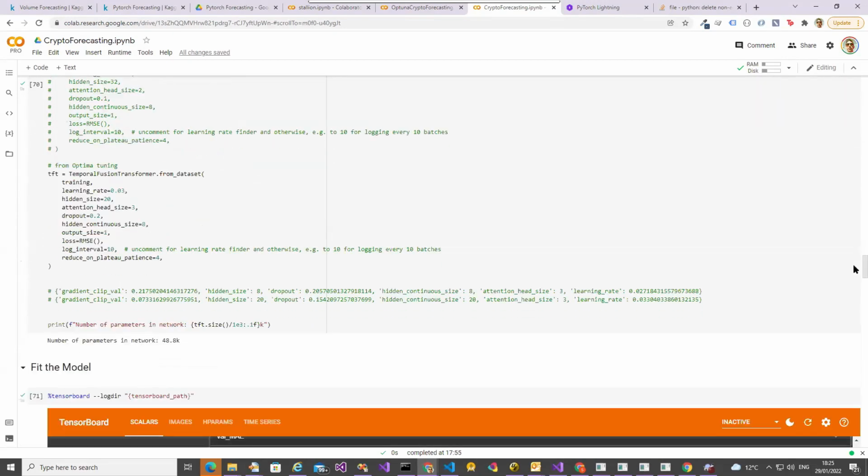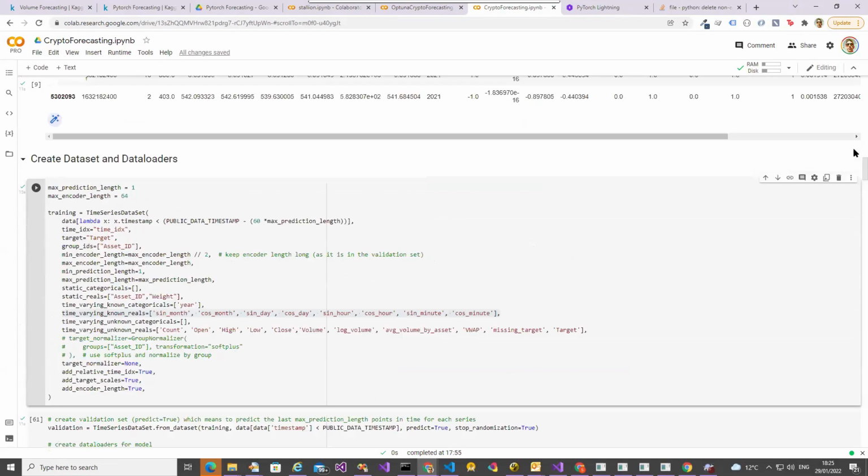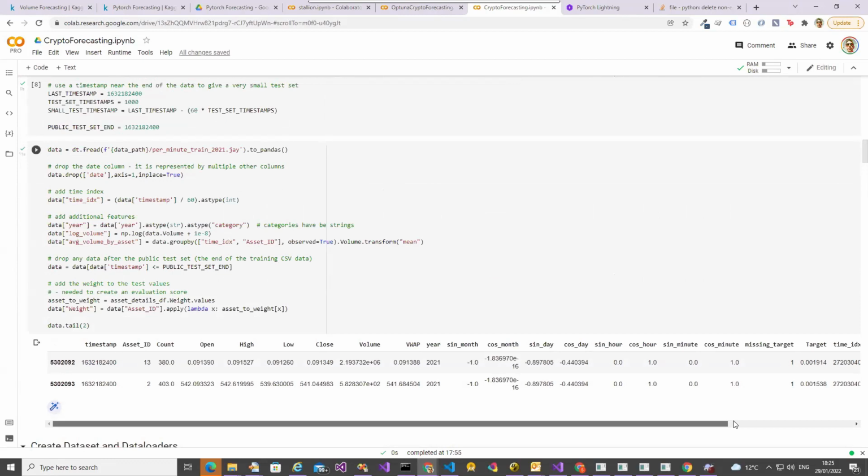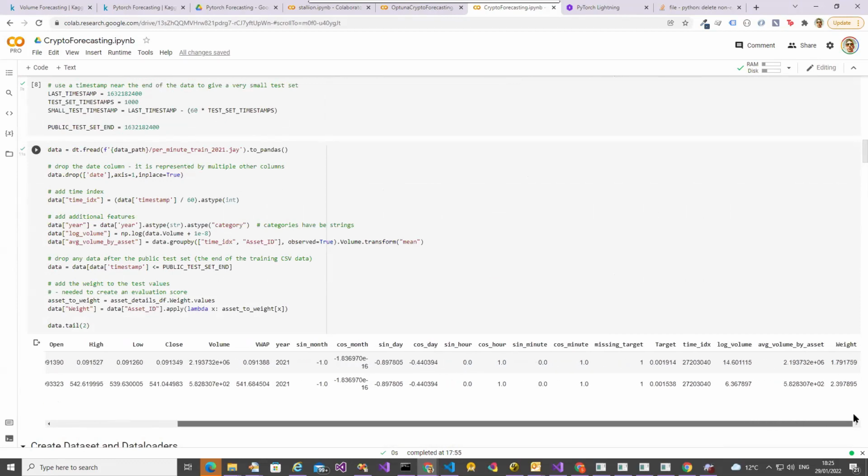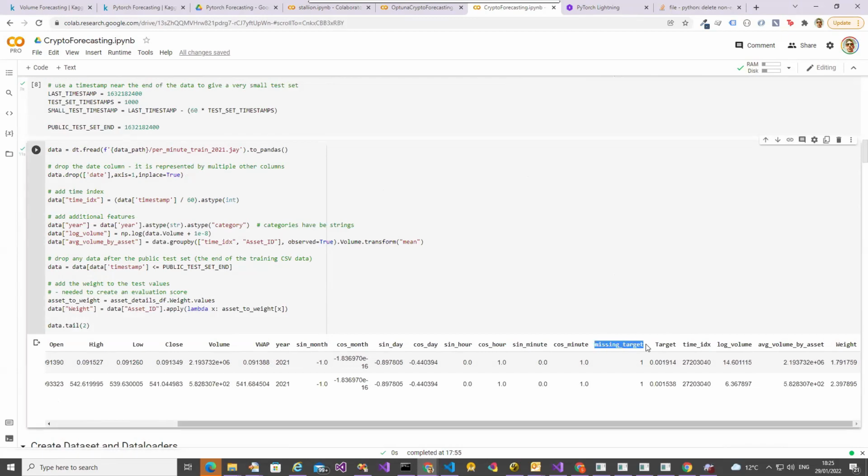Yeah, so you just have a flag indicating whether the value is actually missing in the original data. Yeah. So this missing target, when that's set, it means that the target value has been calculated. Whereas if the target value came out of the original data, that would be 0. Yeah.